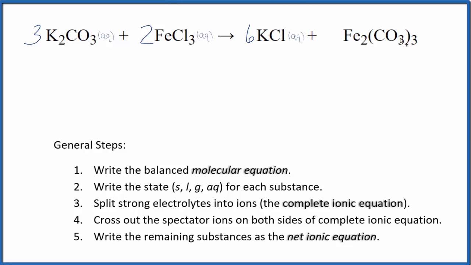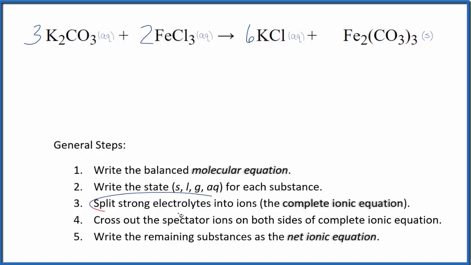And then we have this carbonate here. Iron's not in group 1, so this is going to be insoluble. We're going to put an S after it. That's going to be a solid. It'll fall to the bottom of the test tube as a precipitate. So this Fe2CO3 iron 3 carbonate, that's going to be our precipitate here.